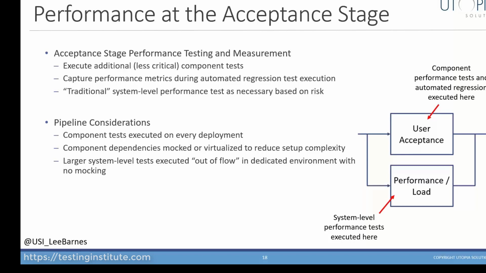Again, ideally, we'll be executing component level tests on every deployment with the dependencies mocked. And then for that out-of-line system level performance test, which is probably going to be executing less frequently. The key is that if you're evaluating performance throughout the delivery cycle, for the more traditional system level tests, you can be much more selective about when you run them. They're much more effort intensive and, of course, probably much more expensive tests to run. For those system level performance tests, all the recommended practices still apply.